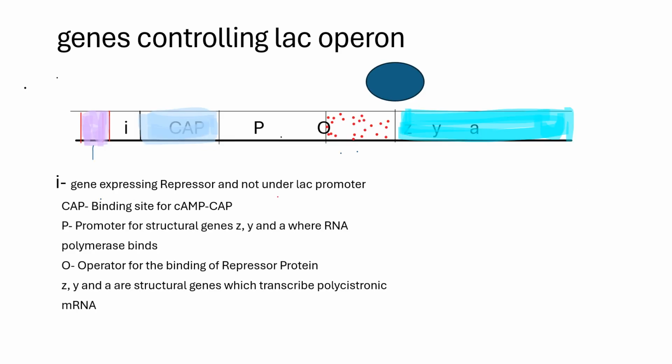Let us have a look at the structure of the lac operon. I gene, it is the gene expressing the repressor, and this is the promoter for the I gene, and we can see it is different from the promoter for these three structural genes. Promoter sequence to where the RNA polymerase binds, operator to which the repressor protein binds, operator overlaps the promoter. This sequence is the binding site for the CAP cyclic AMP complex that is involved in the positive regulation of the lac operon.